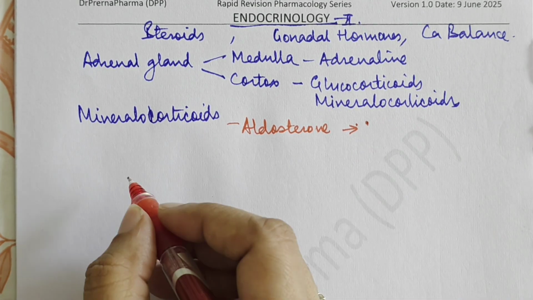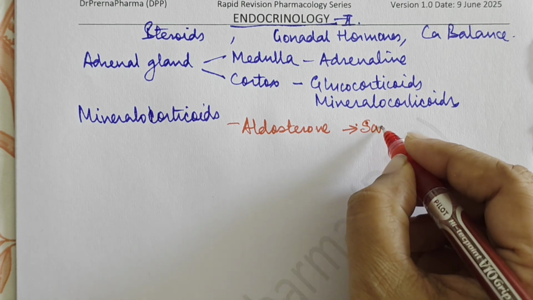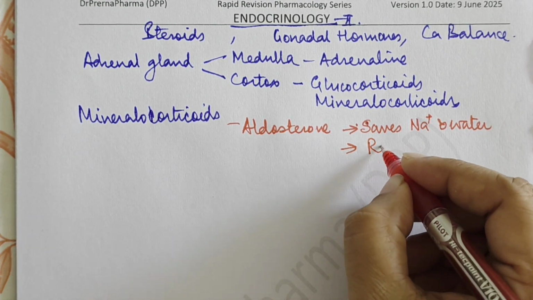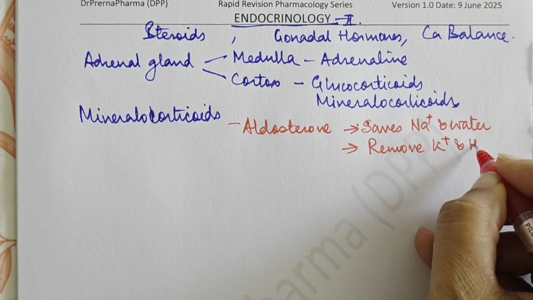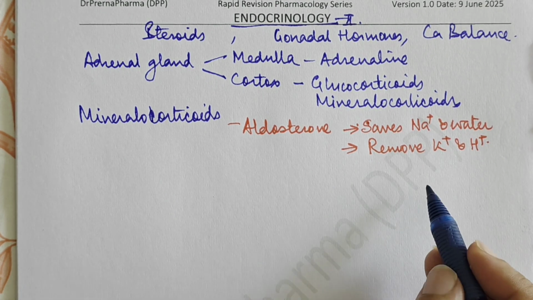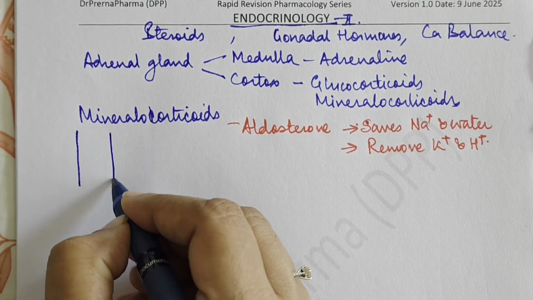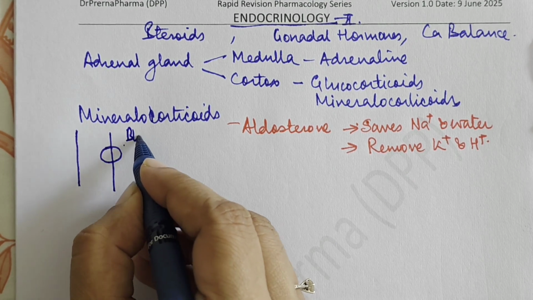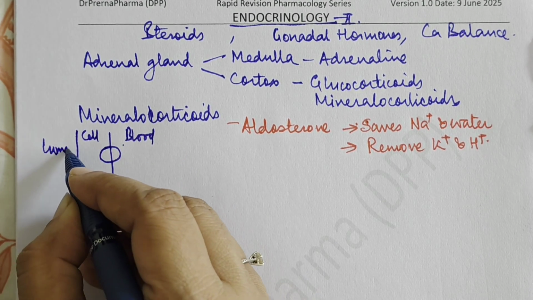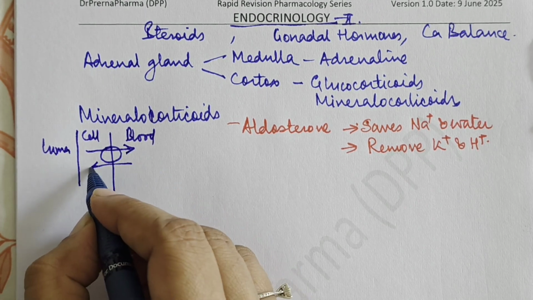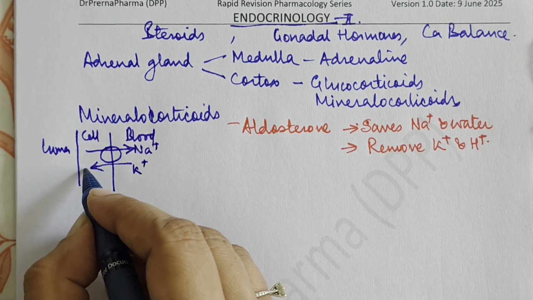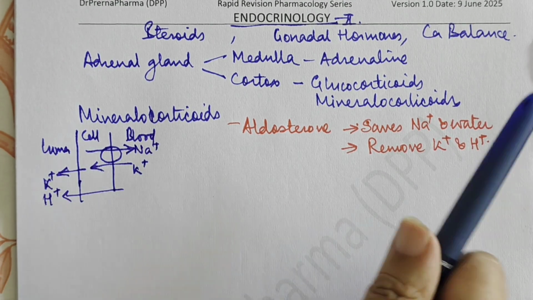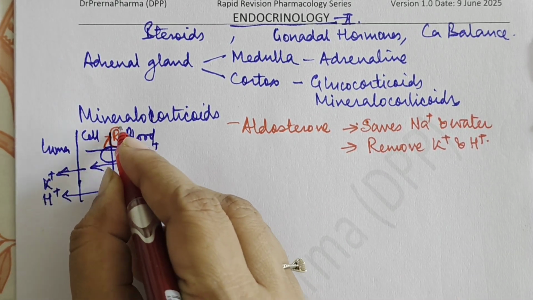Now aldosterone, basically the action of aldosterone is that it saves sodium and water, or reabsorbs sodium and water and removes potassium and hydrogen ion. Okay, so this is the action. And here in the collecting tubule, if you have seen this, there is this transport protein, and if this is blood and this is cell and this is lumen, there is movement of sodium ion towards the blood and potassium ion towards the urine. So potassium ion is excreted, similarly hydrogen ion is excreted and sodium ion is saved along with water, and this is potentiated by aldosterone.